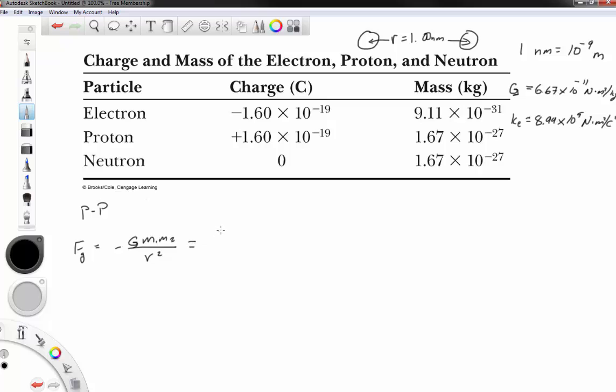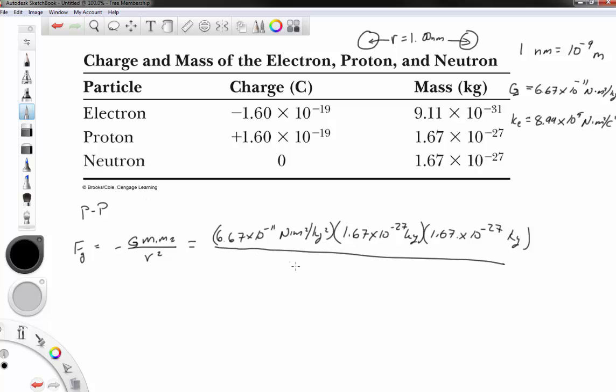Basically, what this is going to give us is 6.67 times 10 to the minus 11 Newton meters squared per kilogram squared, times the mass for each proton, 1.67 times 10 to the minus 27 kilograms, and again 1.67 times 10 to the minus 27 kilograms, and all of that is going to be divided by the distance separating them squared. So that's 1.00 times 10 to the minus 9 meters, and this quantity gets squared.